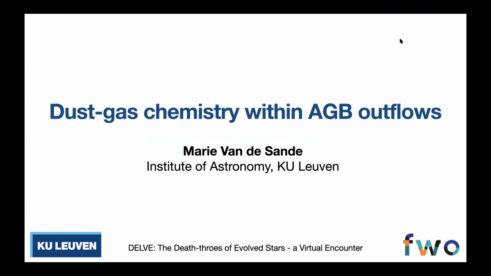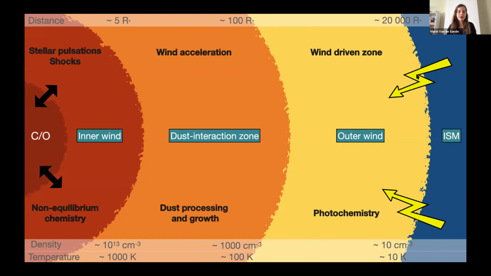I'd like to thank my fellow organizers for giving me the opportunity to discuss the effect that the dust that we already heard so much about can have on the chemistry within AGB outflows. First of all, an AGB outflow is a very rich astrochemical laboratory. Close to more than 100 different types of molecules have been detected so far, as well as some 15 types of newly formed dust grains.